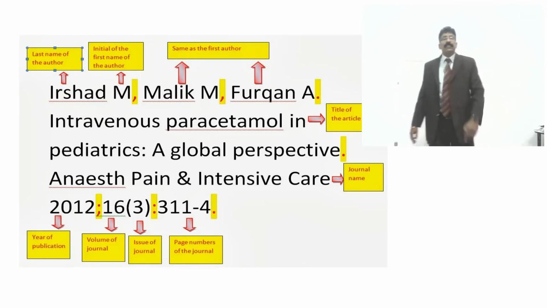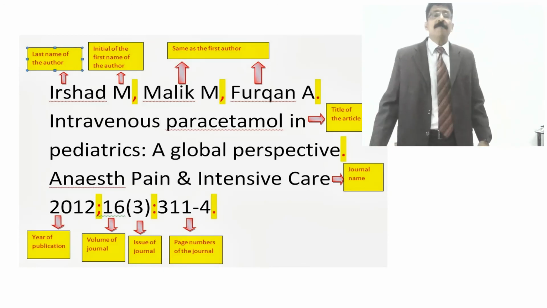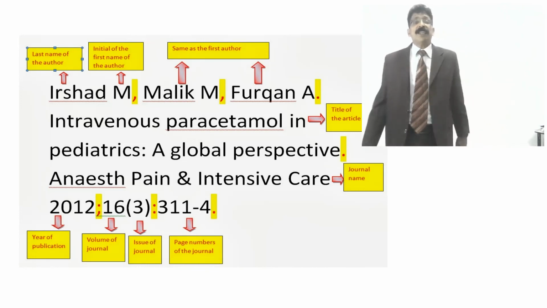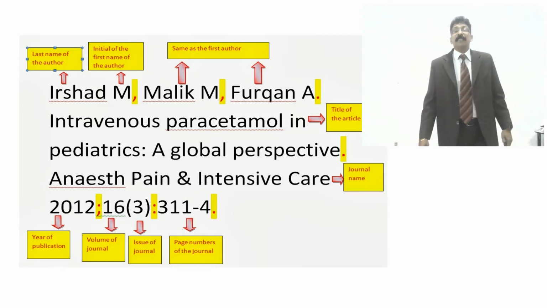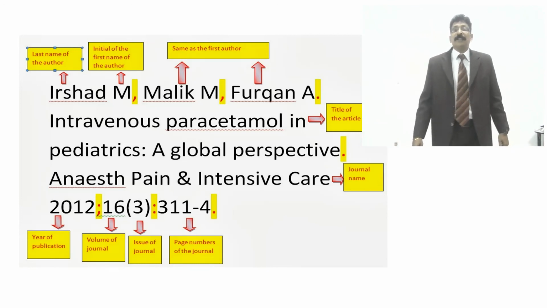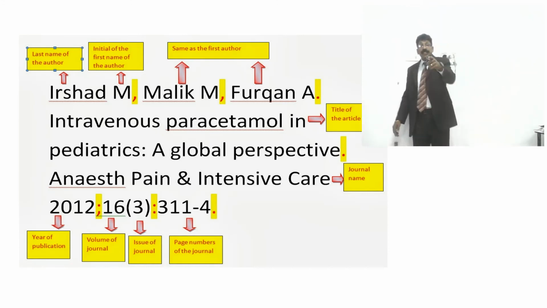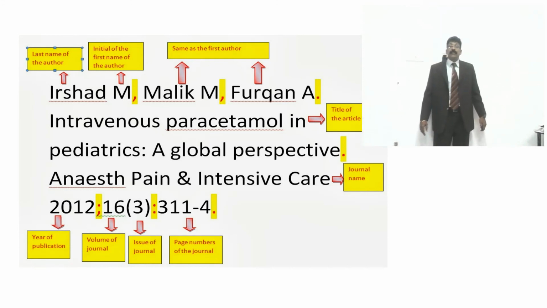You can see this is another example. Irshad M is the last name of the author, and the initial has also been mentioned there, and the same for the second author and the third author. Title is mentioned and the journal name is mentioned. You should mention it in italics, but they did not. Better to mention the title of the journal in italics.